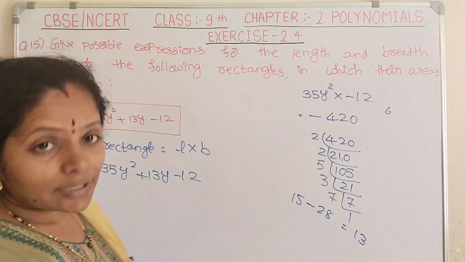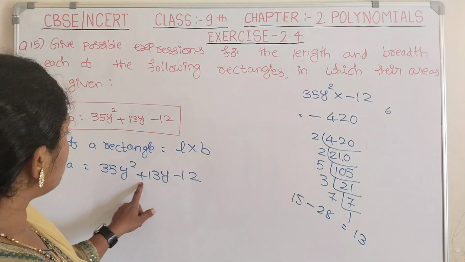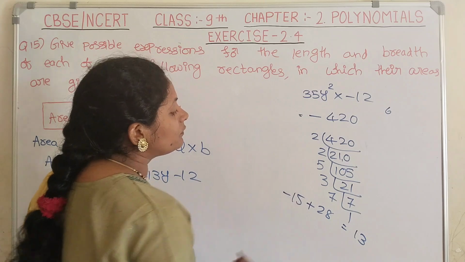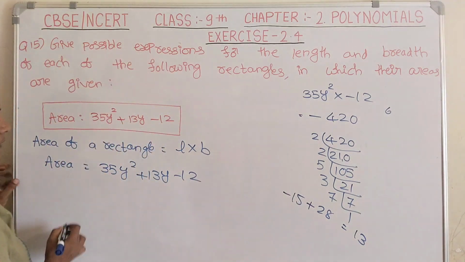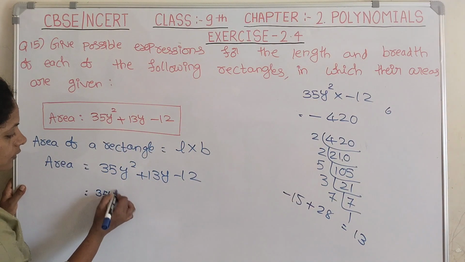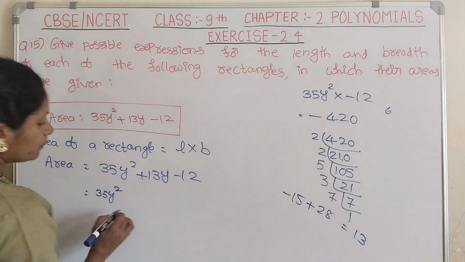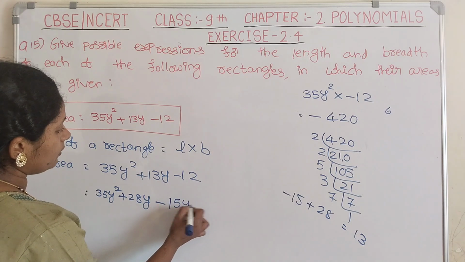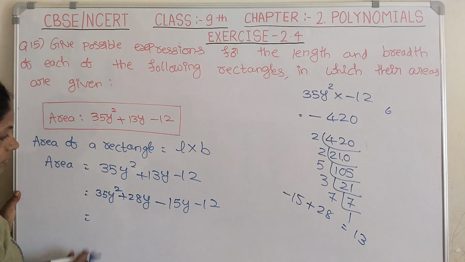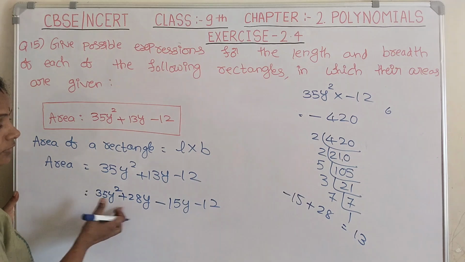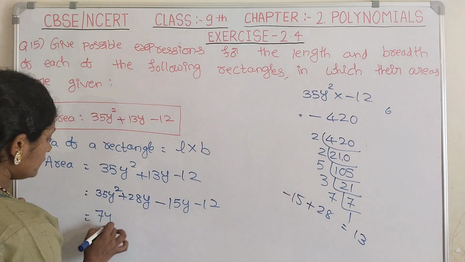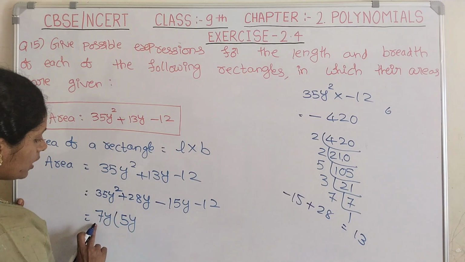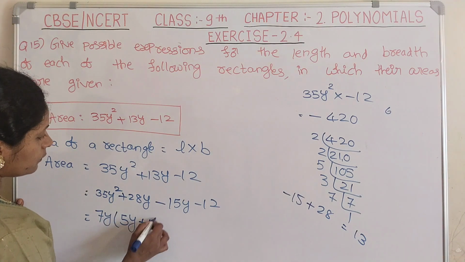Okay, but we have to determine the sign. What should we get? We should get the positive 13. Means this 28 should be plus and 15 should be minus. 35y square plus 28y minus 15y minus 12. From these two, we can take 7y common. After taking the 7y, 7 5s are 35 and y will remain, 7 4s are plus 4 will come.